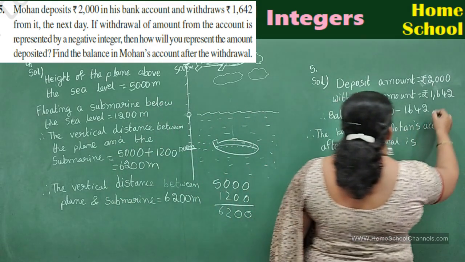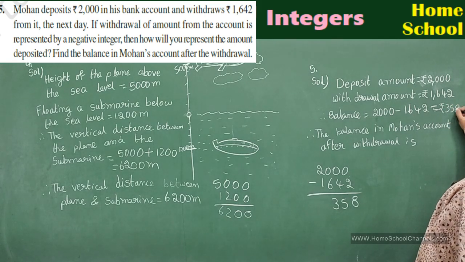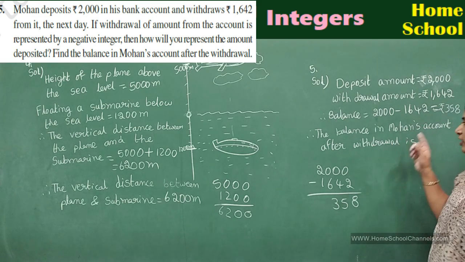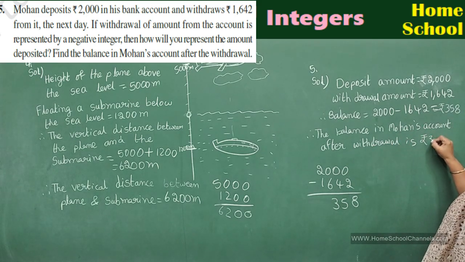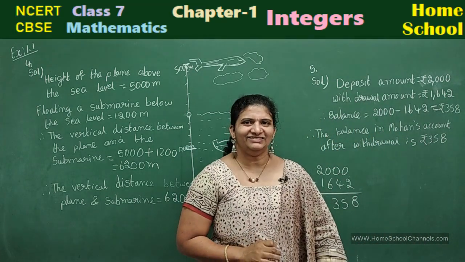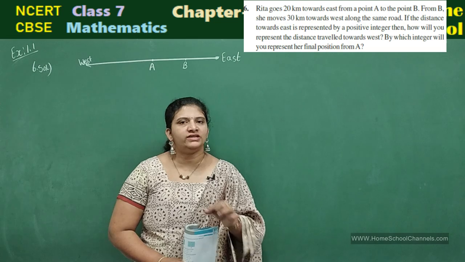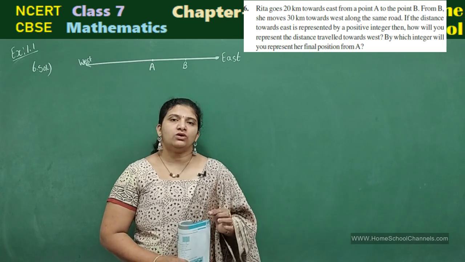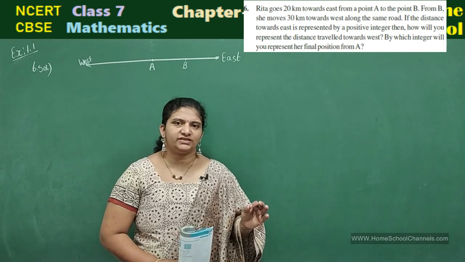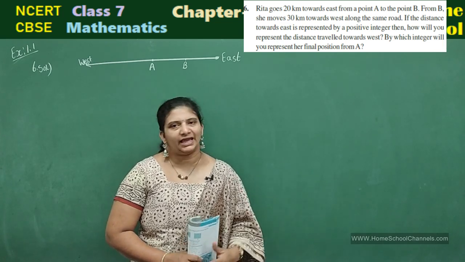Okay. Therefore, the balance is equal to rupees 358. Therefore, the balance in Mohan's account after withdrawal is rupees 358. Okay, is this clear? In our previous question, we have written rupees 358 left in Mohan's account. Okay. So, by which integer are you representing it is your question. By a positive integer, that is rupees 358 is the amount left in Mohan's account.